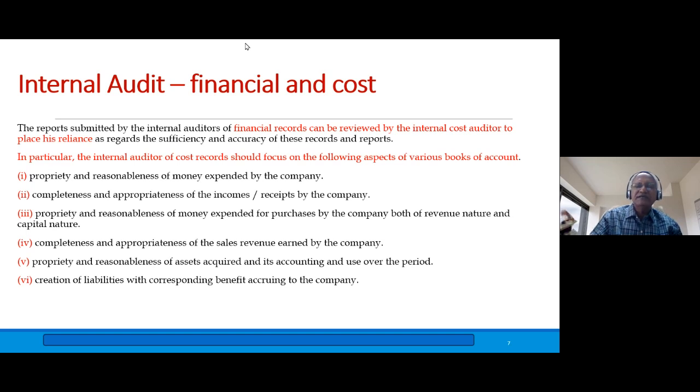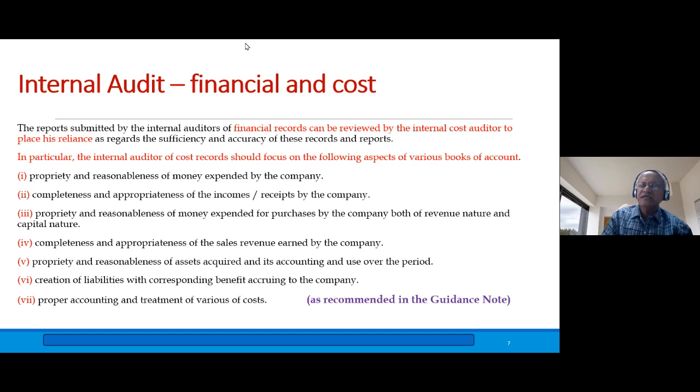Creation of liabilities with a corresponding benefit accruing to the company. So that's what I said. The liabilities are also there. So proper accounting and treatment of various costs. So the costing related aspect is not going to just restrict itself to cost records. It is also going to cover financial records, P&L, balance sheet, cash flow, income, expenditure, asset, liability. So the scope of internal audit is not fault finding. It even goes to the extent of utilization, propriety, reasonableness, and completeness, appropriateness. You see, it's a very wide scope.